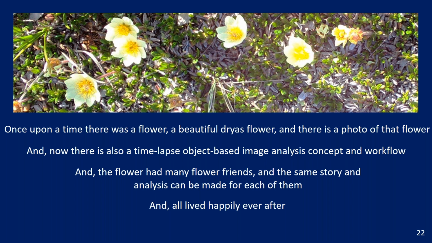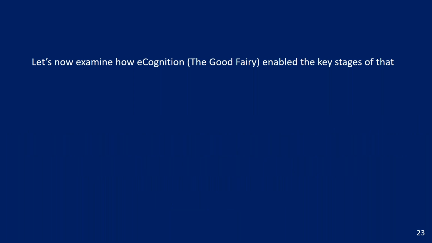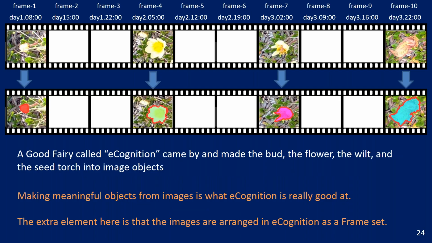So I hope that's given an idea of what this use case is all about. So let's now examine just how eCognition enabled the key stages of that. Well, the first key stage was that eCognition created image objects of the buds, the flowers, the wilts, and the seed torches. And this is, of course, what eCognition is really good at. It's the basis of eCognition, making objects in images. The extra element here is that the images are arranged in eCognition as a frame set.